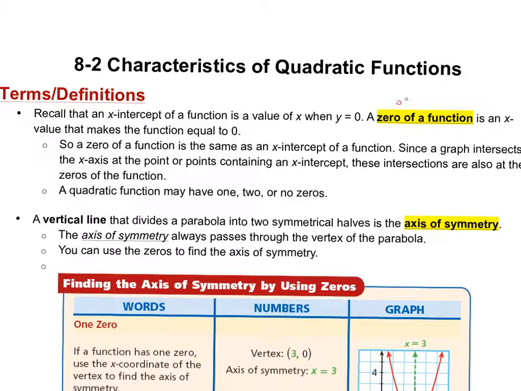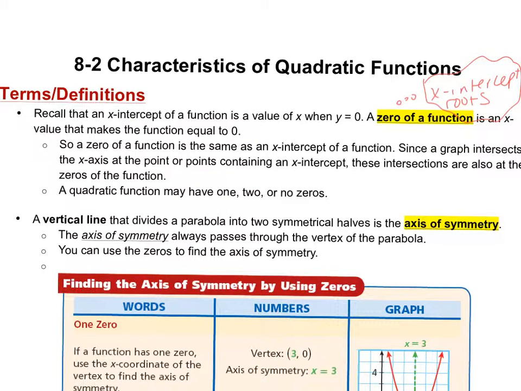In other words, this is synonymous with the x-intercepts. It's also synonymous with the word the roots of the equation. When you're asked for the roots of an equation, or the roots of a quadratic, you're literally trying to find where it crosses the x-axis, which means you're substituting 0 for y and solving for x.